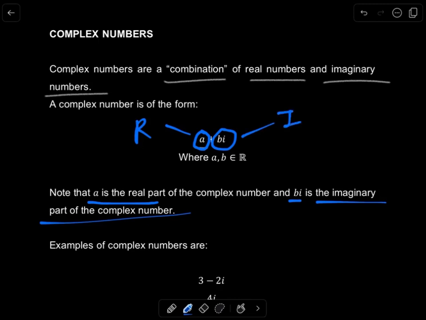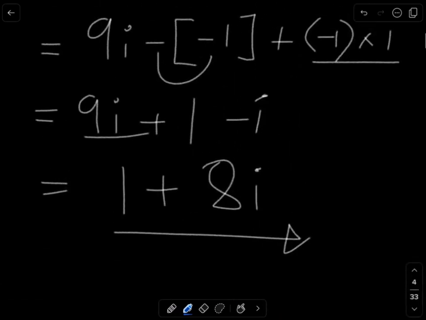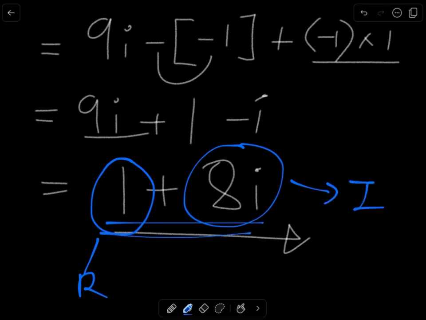And let's just take a look at the previous example again. In this example, our answer was a complex number. Why? The 1 is the real portion, and the 8 times i, that is the imaginary portion. So this is a complex number.